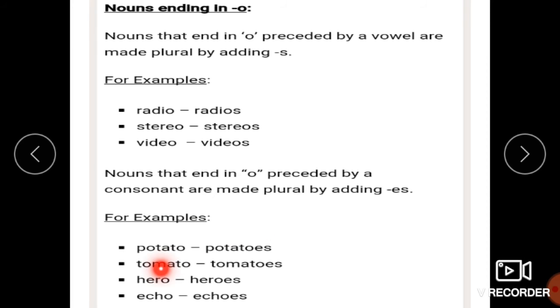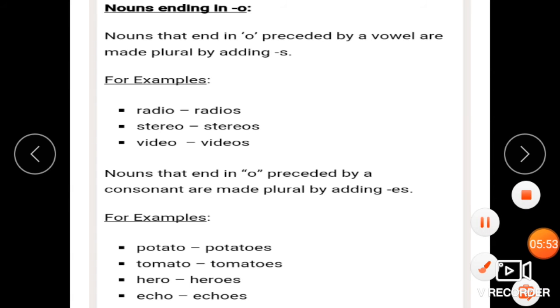Nouns that end in o preceded by a consonant are made plural by adding es. For example, potato. Before the o at the end of potato there is a t, and the plural is potatoes. So when there are two vowels at the end, we will add s, but when there is one consonant and one vowel, we will add es. For example, potatoes, tomato, tomatoes, hero, heroes.